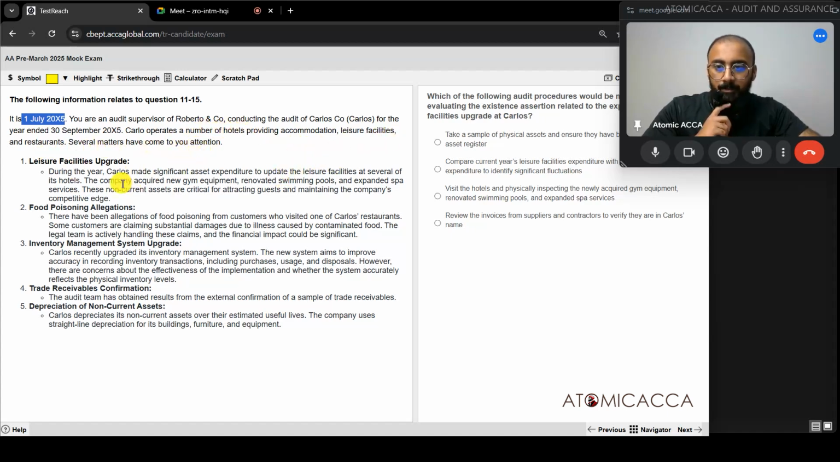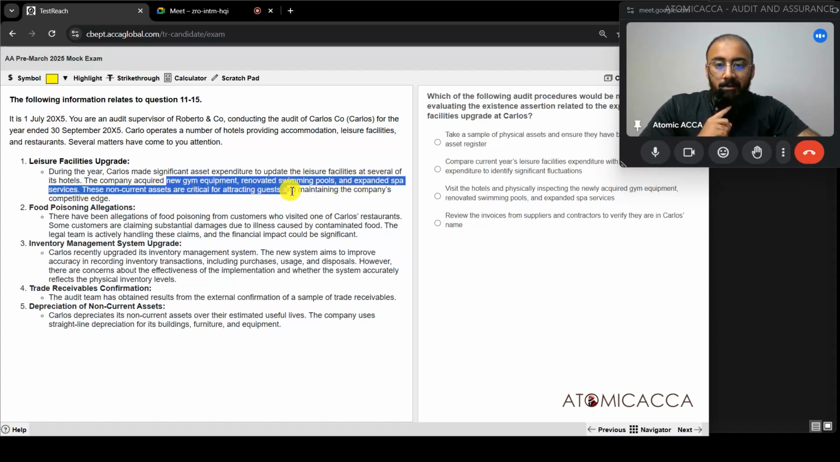Okay. Leisure facilities upgrade. During the year, Carlos made significant asset expenditure to update the leisure facilities at several of its hotels. Significant asset expenditure. So capital expenditures are there. The company acquired new gym equipment, renovated swimming pools and expanded the spa services. These non-current assets are critical for attracting guests and maintaining the company's competitive edge. That means it's all part of the non-current assets. These are supposed to be capitalized.